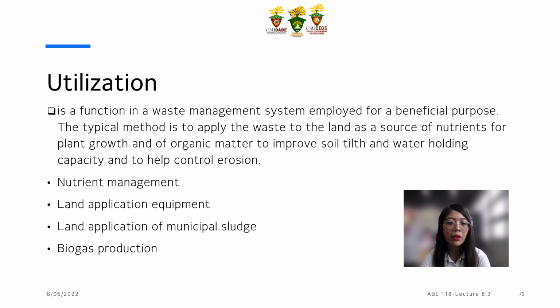And then for utilization, it is a function in a waste management system employed for beneficial purpose. So the typical method is to apply waste to the land as a resource of nutrients for plant growth and organic matter to improve soil tilth and water holding capacity. So it includes nutrient management, land application equipment, land application of municipal sludge, and also biogas production.